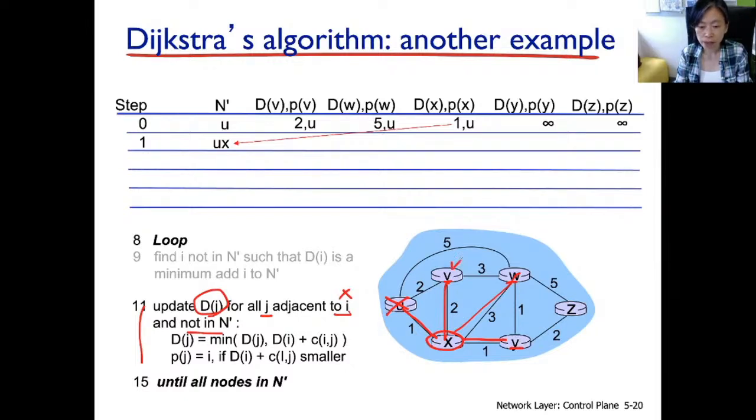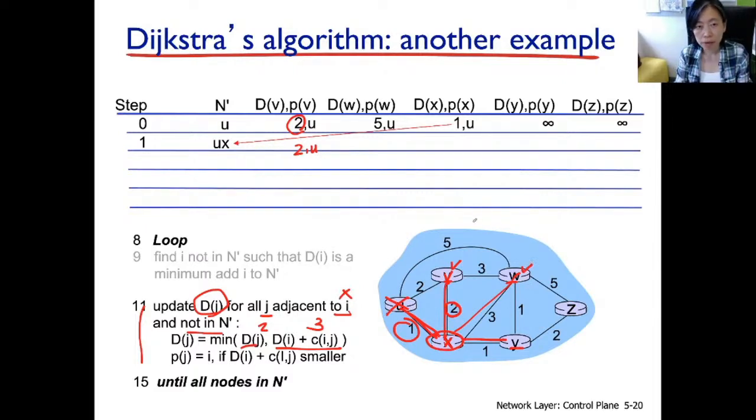So let's start from v. The old Dv was 2, which is this entry here. Now we need to find out the Di plus Cij. So Di is this, being 1. Cij, so i is x, j is now v, so the link cost is 2. So the new Dv there is 3. Is 3 better than 2? Well, not quite.